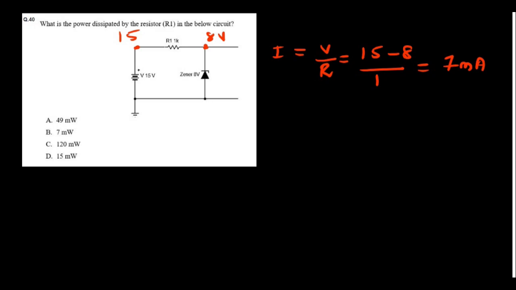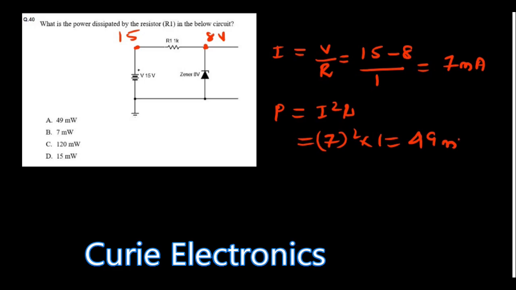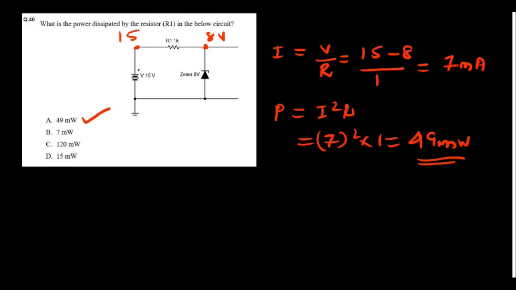Now what is the power? Power dissipation equals I square R. So it is 7 square multiplied by 1, so it is 49 milliwatt. 49 milliwatt is the answer. So we have completed the first 40 questions.